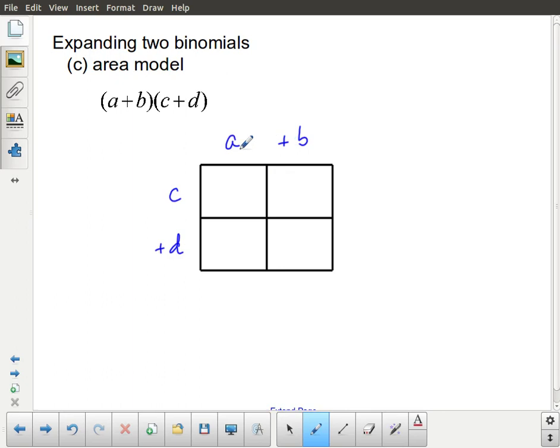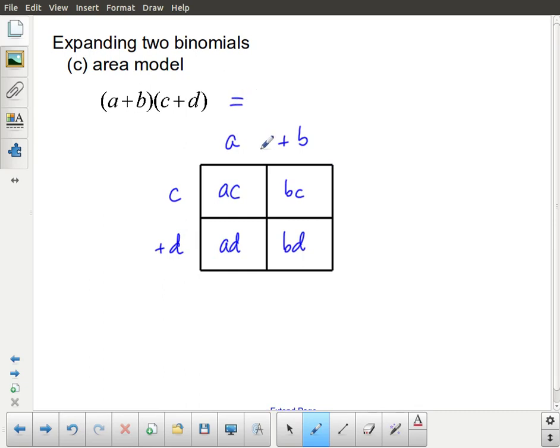For this, I could have just written this as A and B, but putting in the plus sign is actually recommended. And then what we do is we imagine this as a rectangle with one side length A and one side length C. So the area of this rectangle would be this side times this side, and that's going to be AC. Similarly, this side A times this side positive D, that's going to be AD. BC and BD. And the overall area is going to be the sum of all of these individual areas.